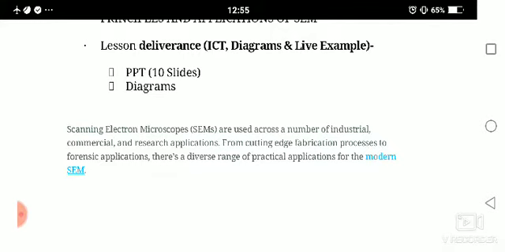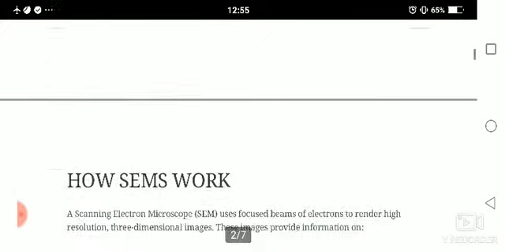This is the seventh session of the scanning electron microscopes, and it basically focuses on the applications of the scanning electron microscopes. So, scanning electron microscopes are used across a number of industrial, commercial, and research applications. From cutting edge fabrication processes to forensic applications, there is a diverse range of practical applications for the modern SEM.